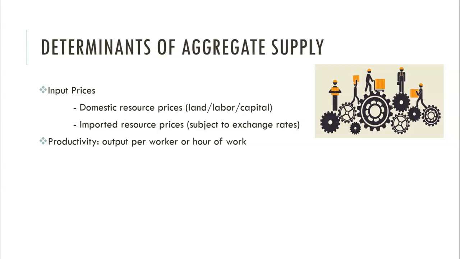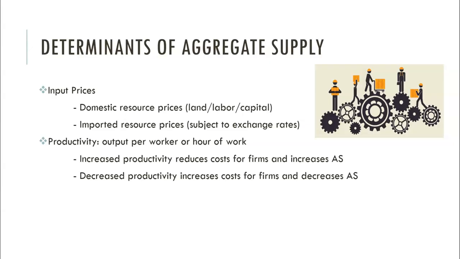Productivity, or output per worker or hour of work, can affect both our long-run and short-run aggregate supply curves. Increased productivity means we can make more stuff per hour. It's cheaper to produce things. This is going to increase aggregate supply. It's going to shift it to the right. Decreased productivity or increased cost for firms is going to cause aggregate supply to shift to the left.